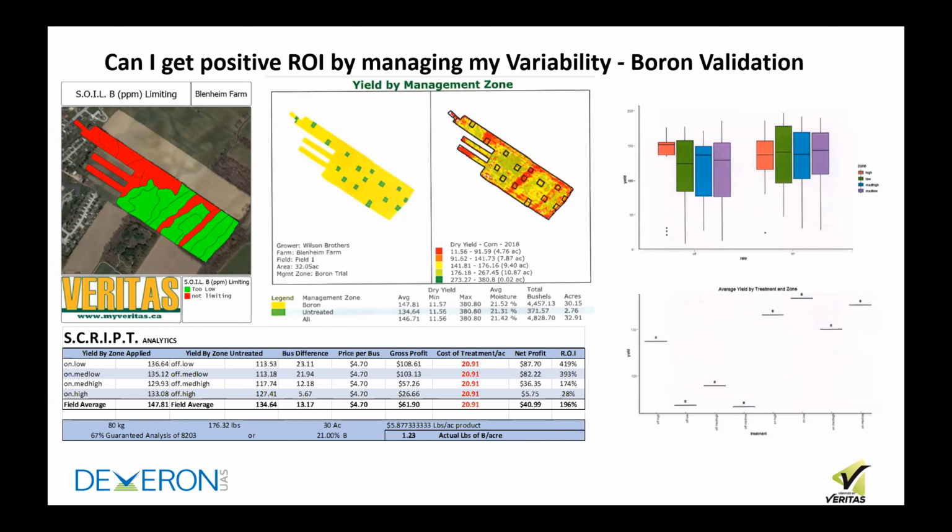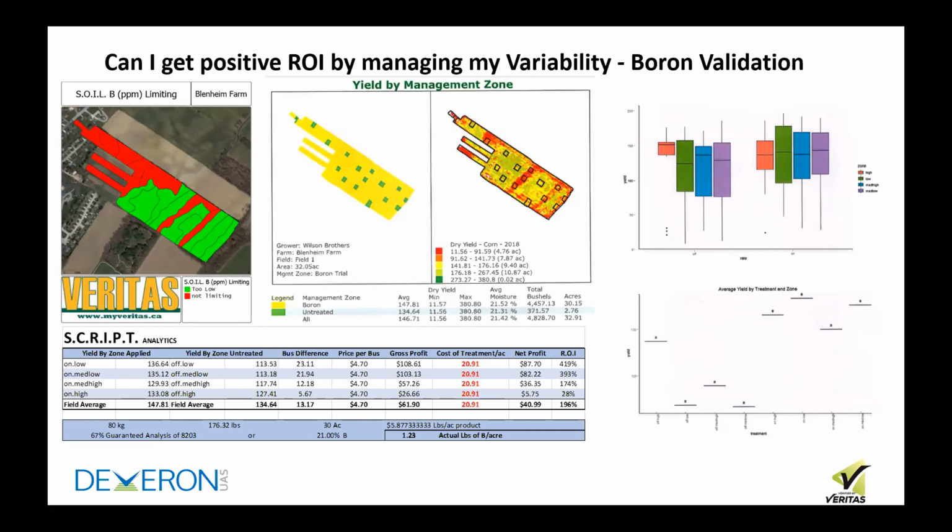1.25 pounds of boron was then applied pre-plant. And at the end of the year, we did the analysis and it showed that boron had an average increase of 13.7 bushels an acre. The low yielding areas here had about a 23 bushels an acre increase, and the higher yielding areas had almost 6 bushels an acre increase, ultimately having an ROI of almost 200% and a net profit of $41 just by putting on boron on this field.